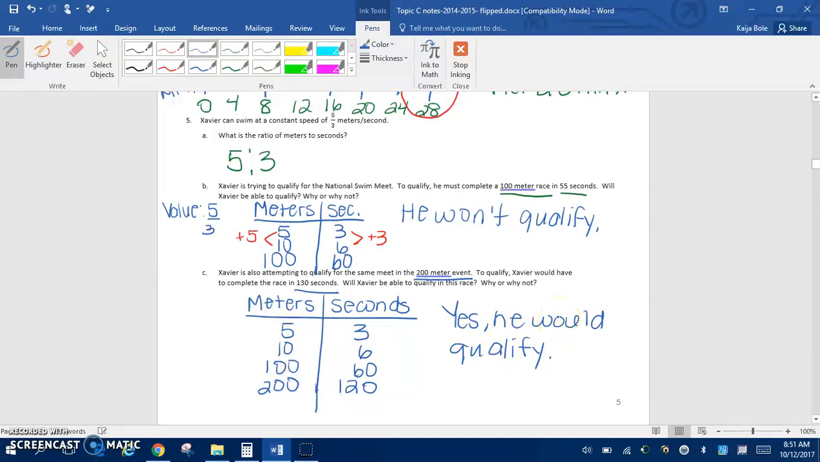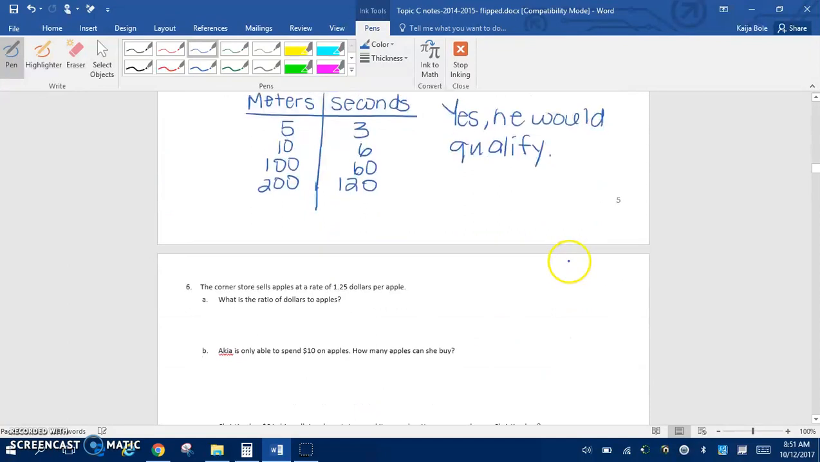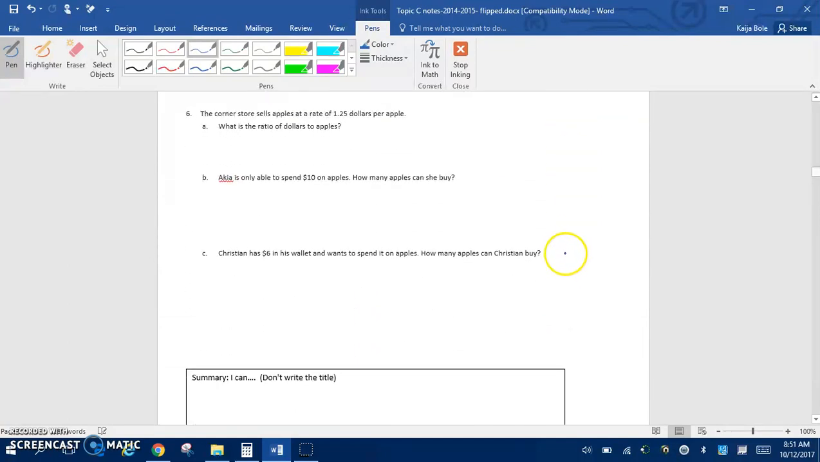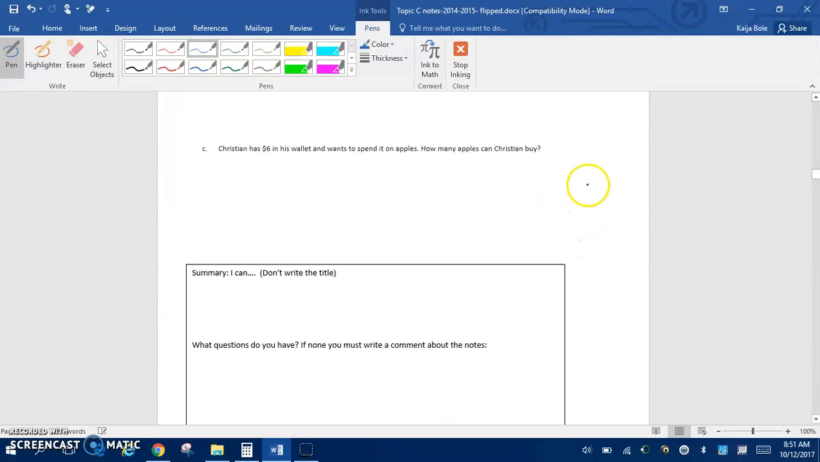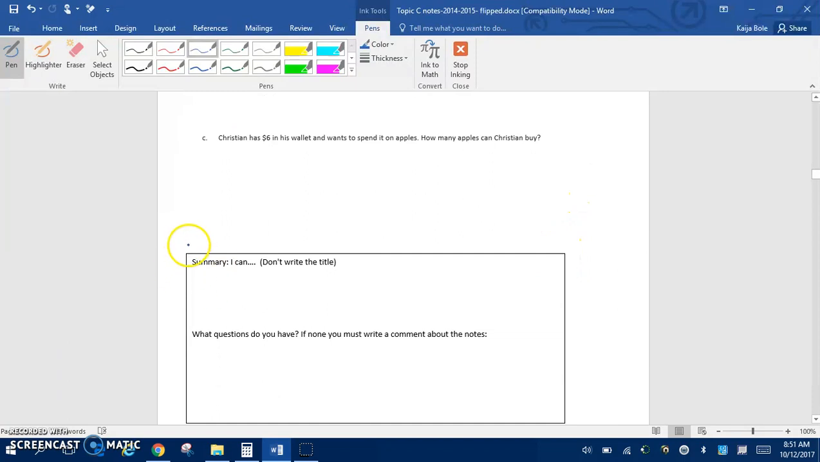Alright, so I know we've done a lot of different things, but we've used all our resources in these examples. So if you flip over to the next page, we're going to do number 6 in class all together. Alright, but I do want you to fill out this box down here. Try this on your own. And you can bring that into class. And we will go over any questions you might have tomorrow.